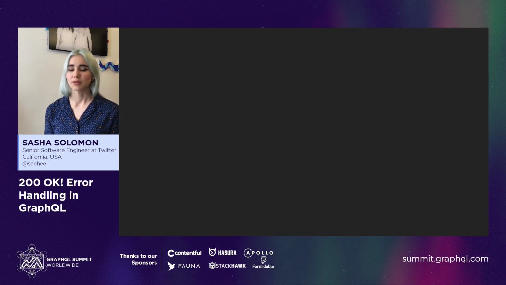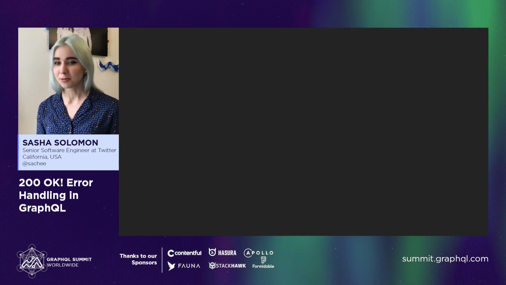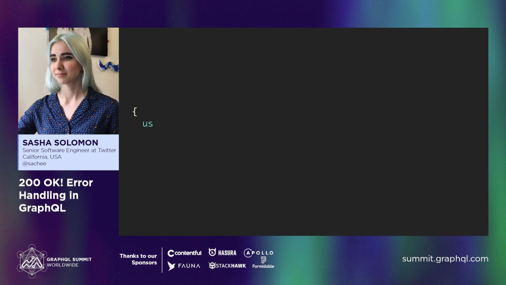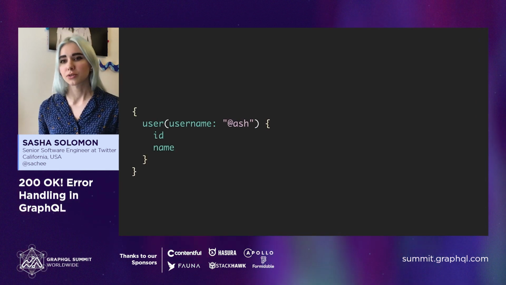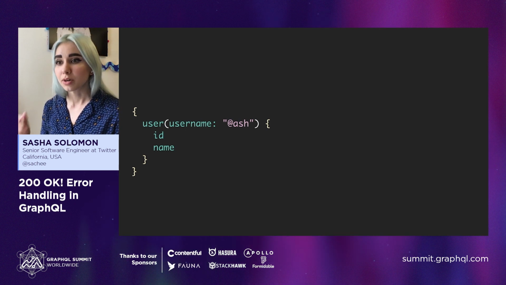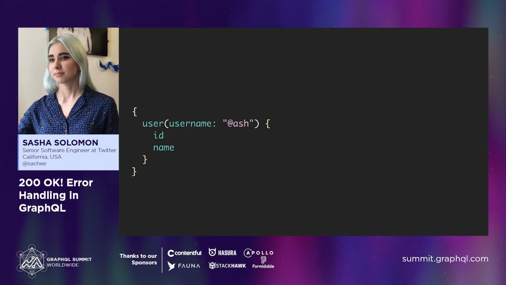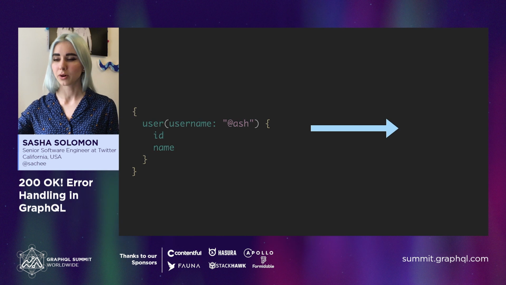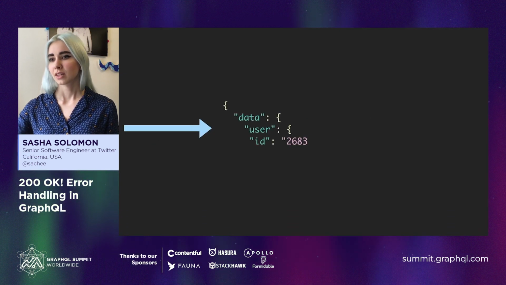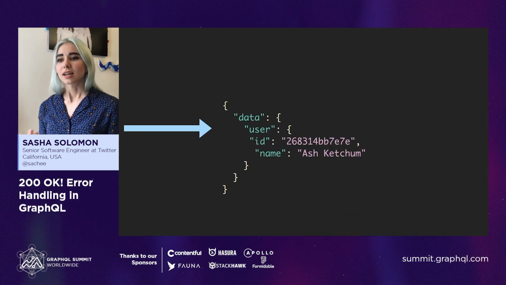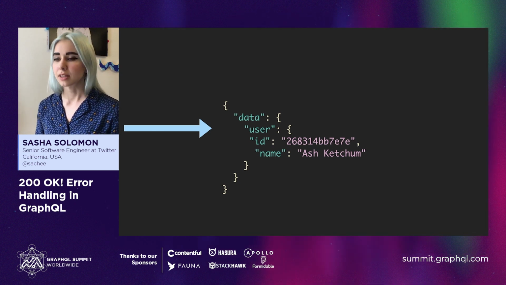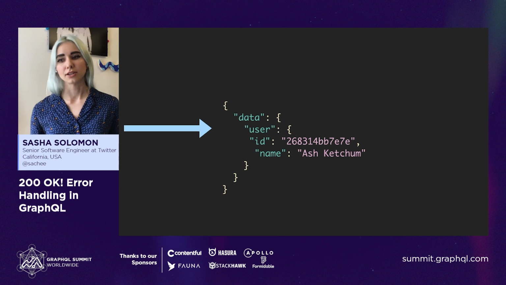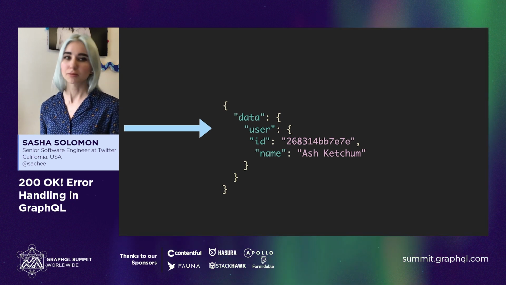So let's start off like we would any good talk about GraphQL with a GraphQL query. Here we're just going to query for our user with username Ash, and we're going to query for an ID and their name. So let's run this query. And cool, we get what we would expect back: the data, and then user ID, name, Ash Ketchum. So everything worked out.